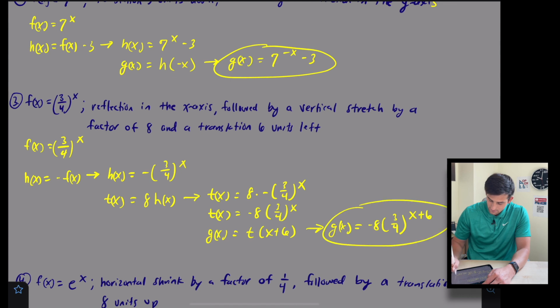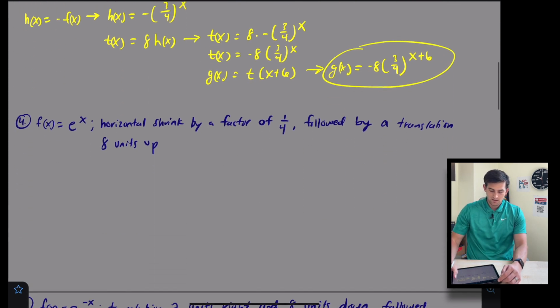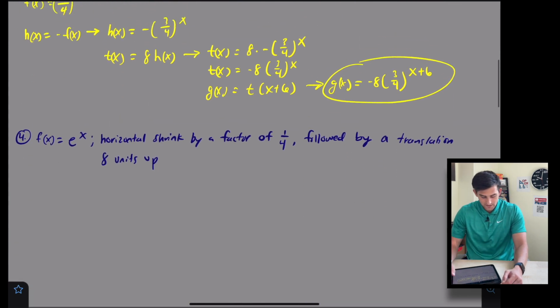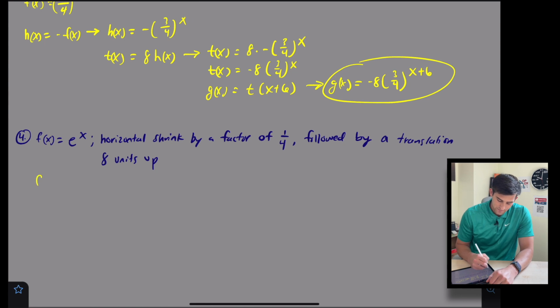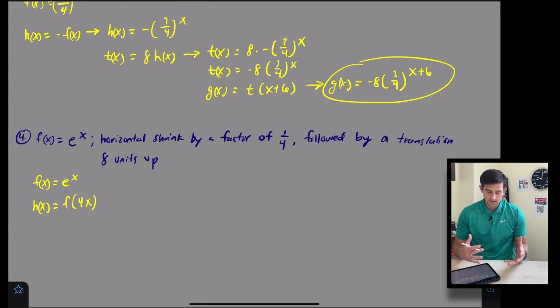Okay. All right, number 4, f of x equals e to the x with a horizontal shrink by a factor of 1/4 followed by a translation 8 units up. So we have our f of x function here of e to the x power. Horizontal shrink by a factor of 1/4. So once we look at this, it's actually going to look like the f of 4x, right? Remember, horizontal is kind of opposite of what it looks like. So we got that shrink by a factor of 1/4. It initially in the equation should look like f of 4x.